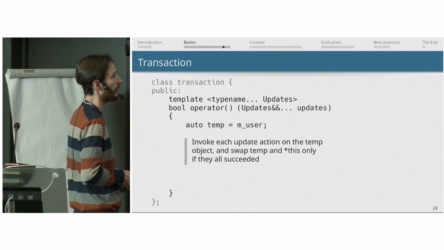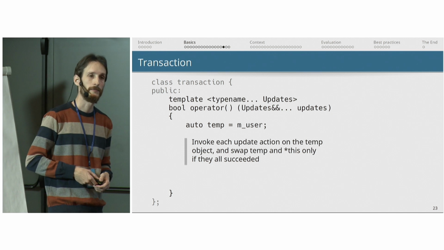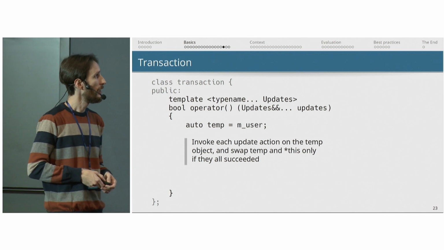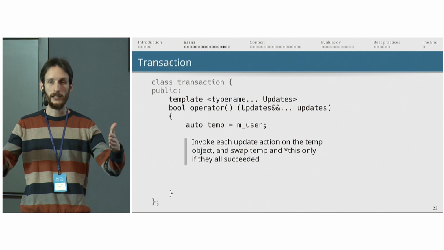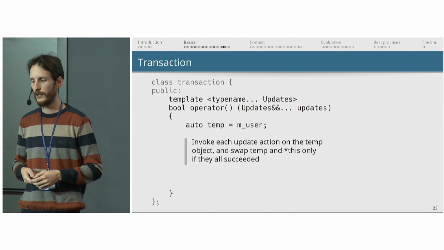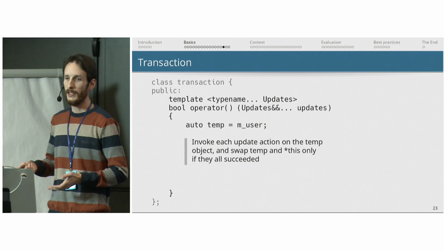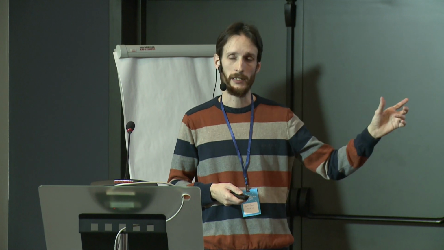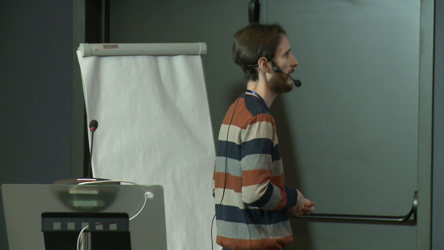So with our transaction, we can create the periodic template call operator, and we are creating the temporary object, just like in the previous examples. Now, we need to call all the updates that are specified on our user. In C++11, this would be quite a tedious operation. We would need some kind of compile-time recursion to process all the periodic template arguments. In C++17, we've got fold expressions.